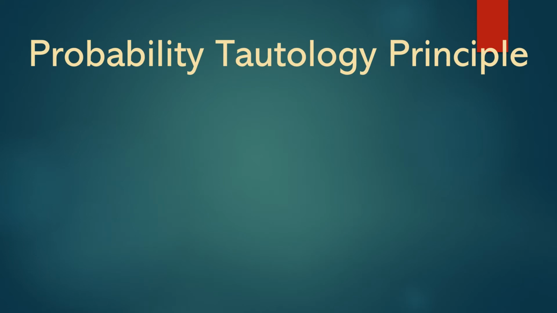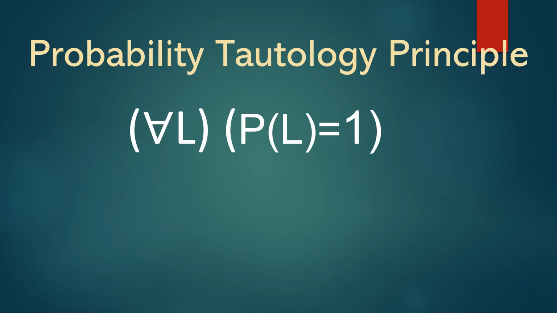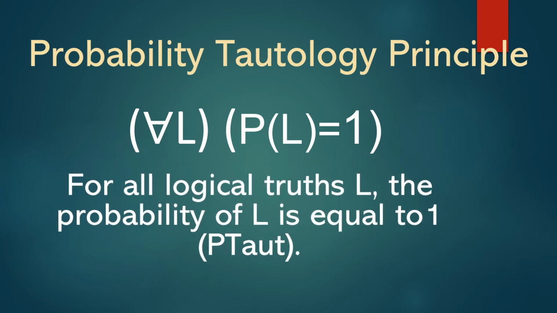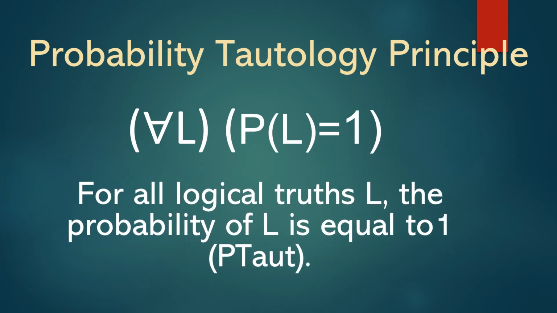Next, we have the probability tautology principle. That is, for all laws of logic, the probability of that law of logic is equal to 1. I'm using L to represent the logical truths here. For all logical truths L, the probability of L is equal to 1. I'm going to represent this as P taut, or the probability tautology principle.